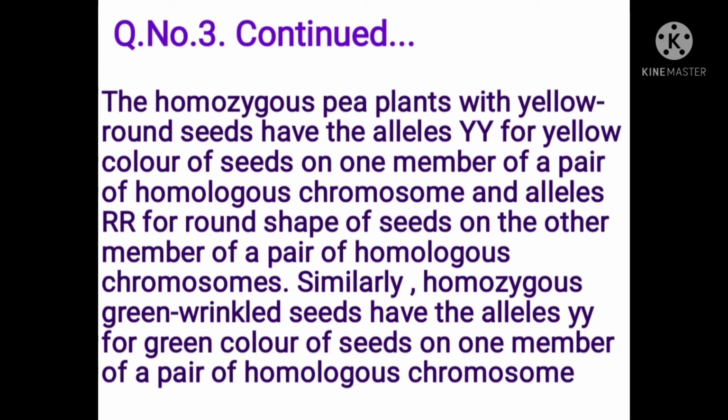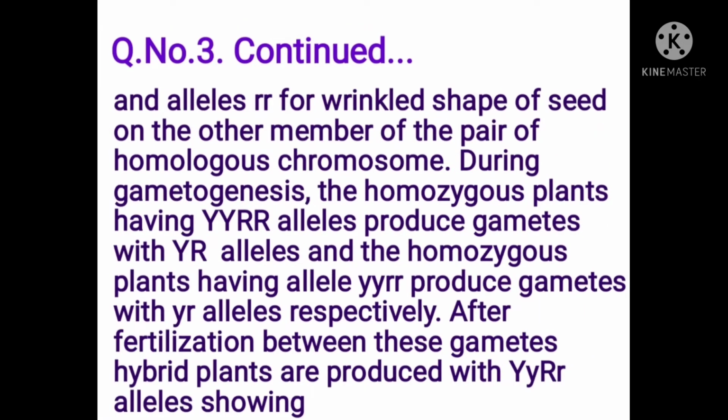The homozygous pea plants with yellow round seeds have the alleles capital Y for yellow color of seeds on one member of a pair of homologous chromosomes, and alleles capital R for round shape of seeds on the other member of a pair of homologous chromosomes. Similarly, homozygous green wrinkled seeds have the alleles small y for green color of seeds on one member of a pair of homologous chromosomes, and alleles small r for wrinkled shape of seed on the other member of the pair of homologous chromosomes.